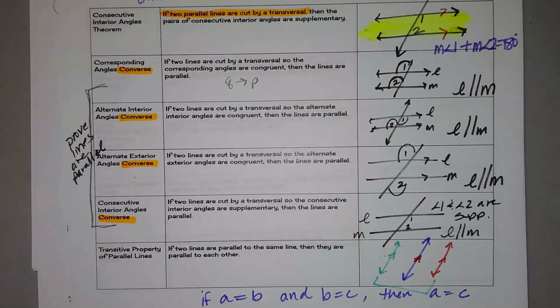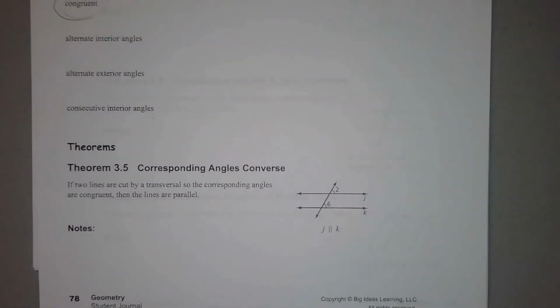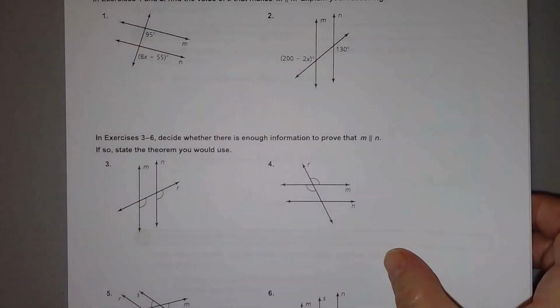All right, let's do a little practice. So I'm going to put this away. I'm going to go to page 80 of your student journals. We're going to skip over the other stuff because we just talked about it. And then I'm going to show you how we're going to use some of this stuff.